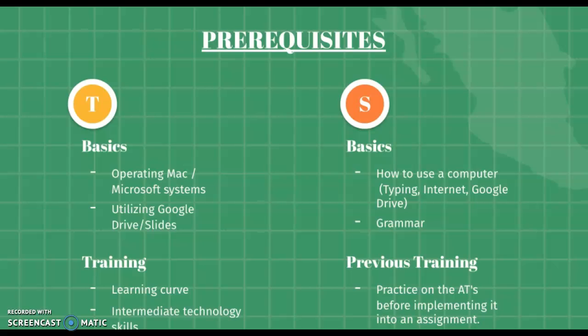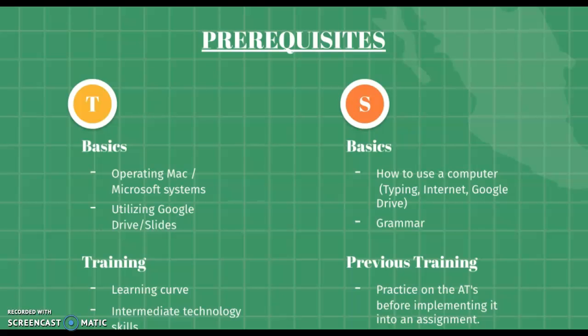So really quickly, some prerequisites for teachers. We need to know the basics on how to operate the system that we have depending on our school. We also need training on the item, so we need to know how to work Kidspiration, and we definitely need a lot of training on WordQ5 as well. So this would be a learning curve. It would take teachers a little bit of time to know all the different things that they offer and how to utilize them. So I would think that both of these are intermediate technology skills, so it is not something that comes easily.